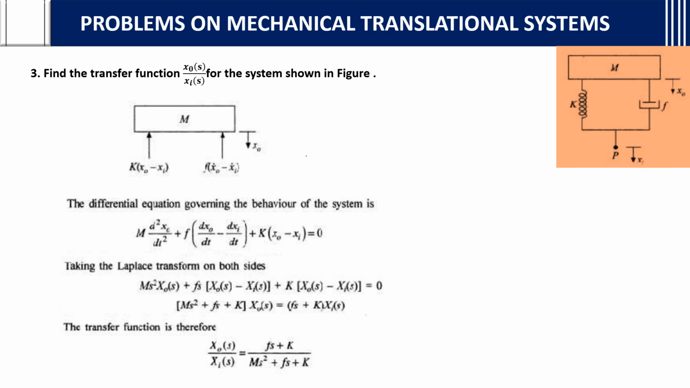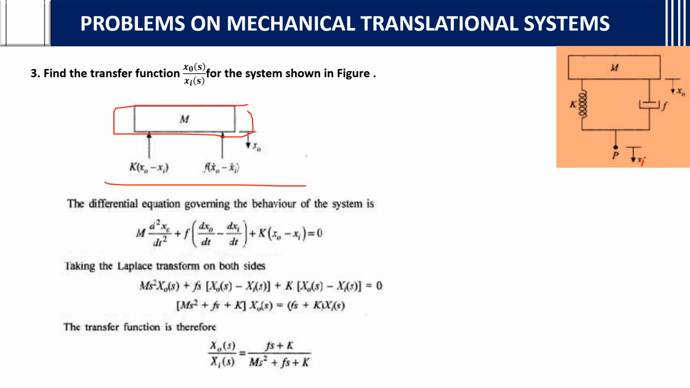Next question, find the transfer function x0 of s by xi of s. What is x0 here? This is x0, this is xi of s. They are asking for the system shown in the figure. First what we should do, first we will write the free body diagram. You can see the mass element is present, and for the other elements, there is no force applied here. So no force element we are going to take here.